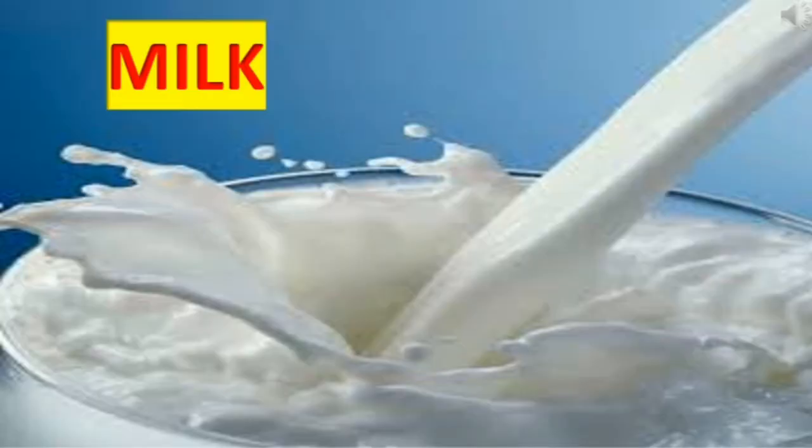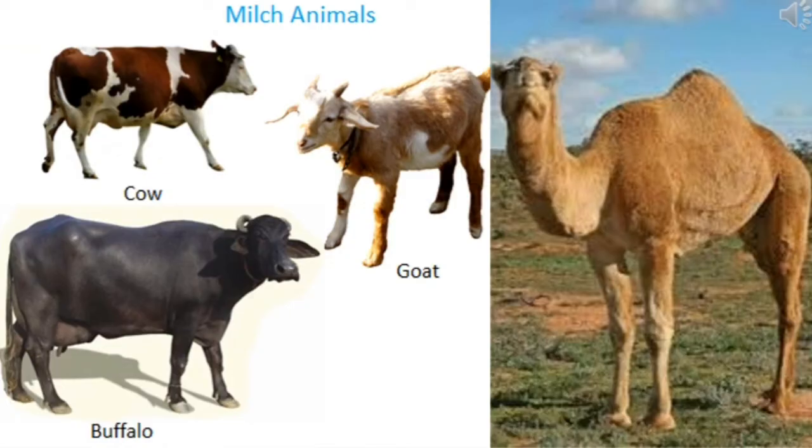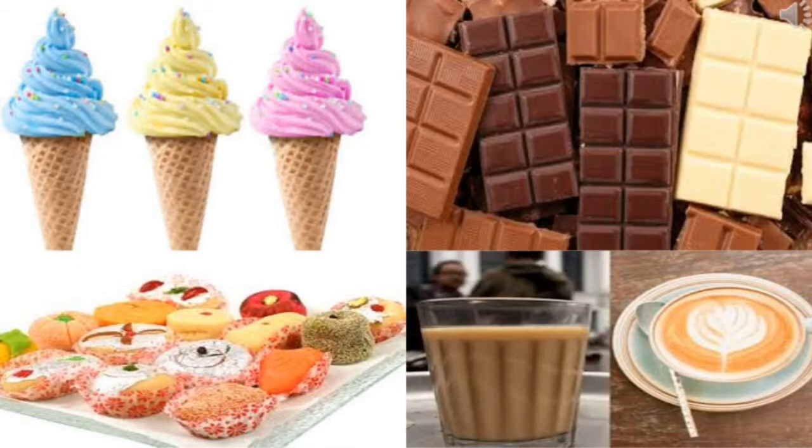First, we are going to learn about milk. Milk is a white liquid food produced by the mammary glands of mammals. Milk is the primary source of nutrition for infant mammals. Milk is the daily essential product which is obtained from animals like cow, buffalo, goat and camels. Milk is necessary in our daily diet to prepare tea, coffee, ice cream, chocolates, sweets and other related products.